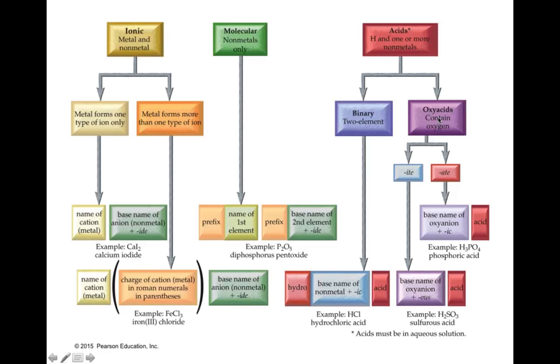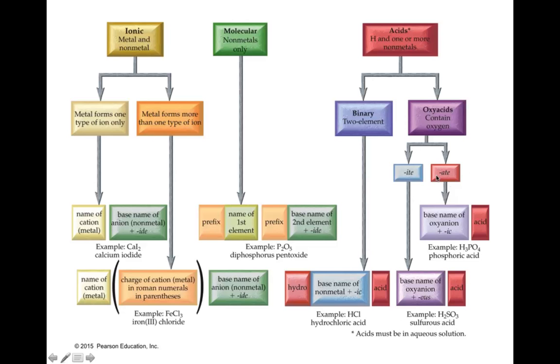The other category of acid is the oxyacids. This one contains oxygen, and if the oxyanion has the ending ITE, then you use the base name of the oxyanion with the ending OUS. For example, H2SO3: SO3 is sulfite. So we remove the ITE and substitute OUS, so we have sulfurous acid.